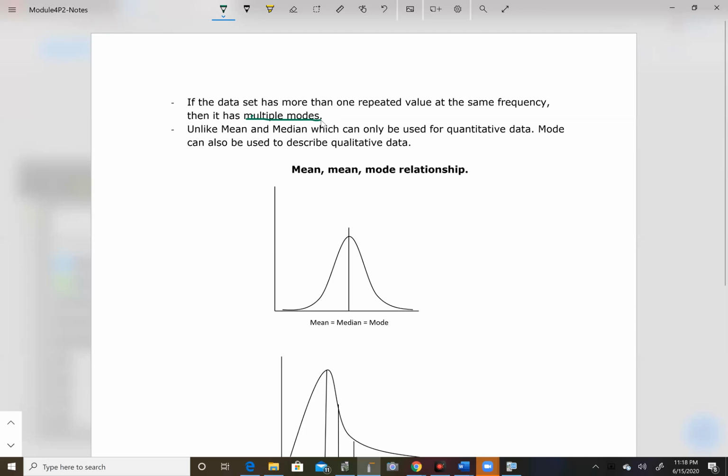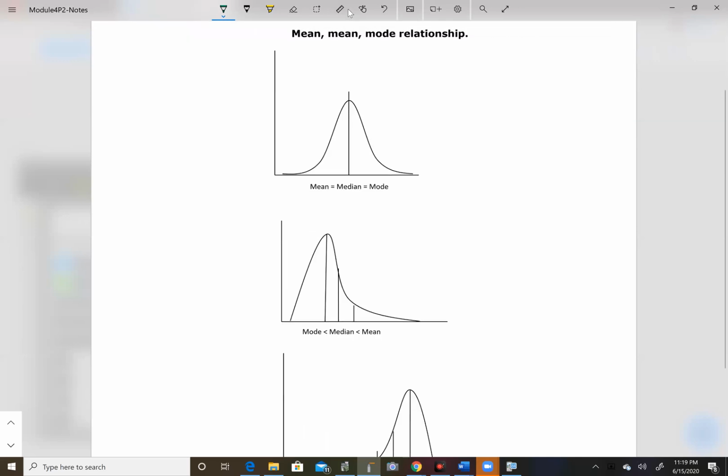Unlike the mean and the median, which can only be used for quantitative data, mode can also be used to describe qualitative data. Well, that makes sense, right? Because you could have a mode of letters. What was the mode of our test scores in 4 part 1? It was C. We had the majority of C's, right? So the mode there was C. That's the one that occurred the most.